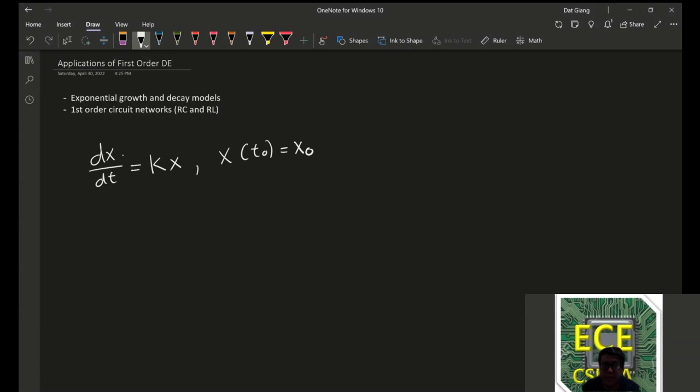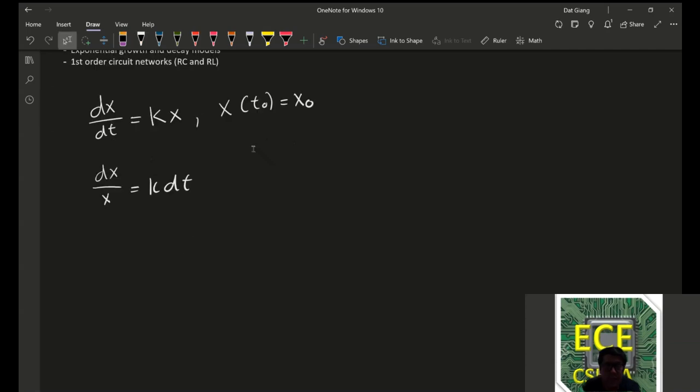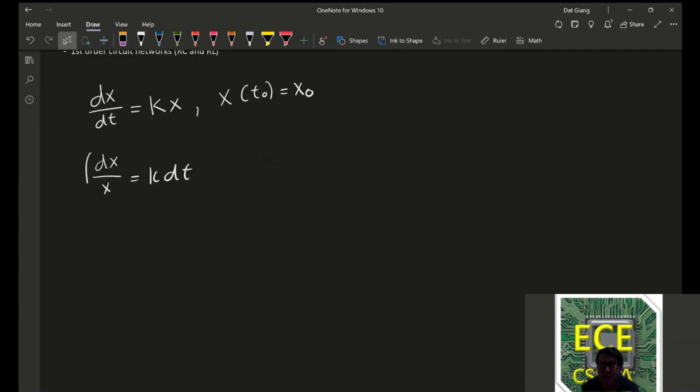So as such, if we divide by x on both sides and multiply by dt, we get dx over x equal to k dt. We integrate both sides to give us the following: ln of x equals kt plus c.